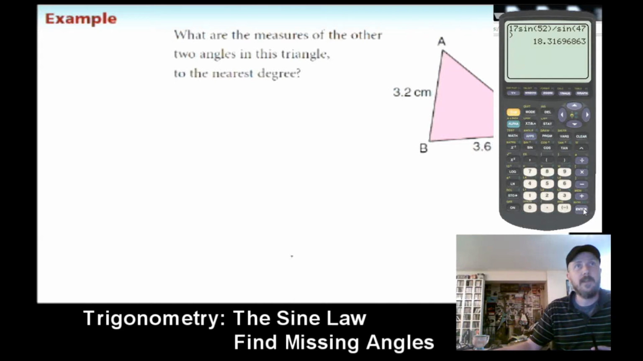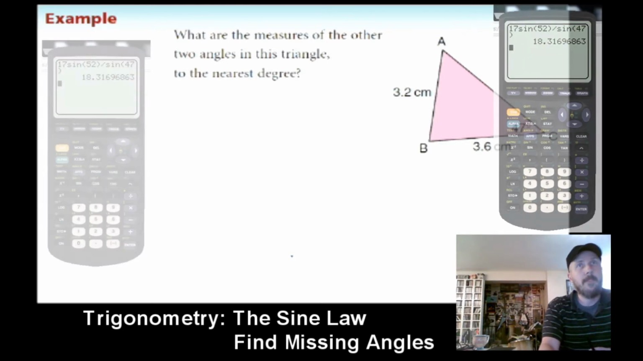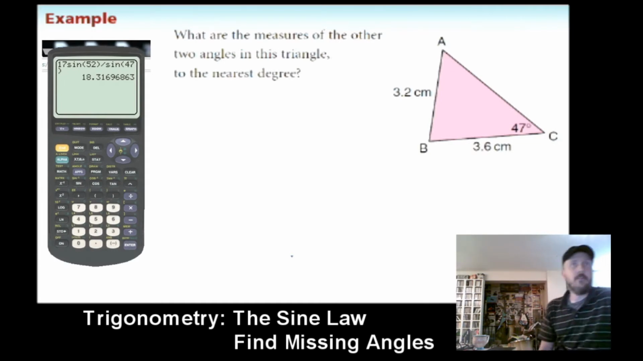I think our next one, what are the measures of the other two angles in this triangle? Okay, we can't quite see the triangle, so I'm going to move my calculator. And let's see what we can do with this question. Now again, looking at it right away, this is not a right triangle. There is no little box in any of the corners indicating that we've got a right triangle going on here.